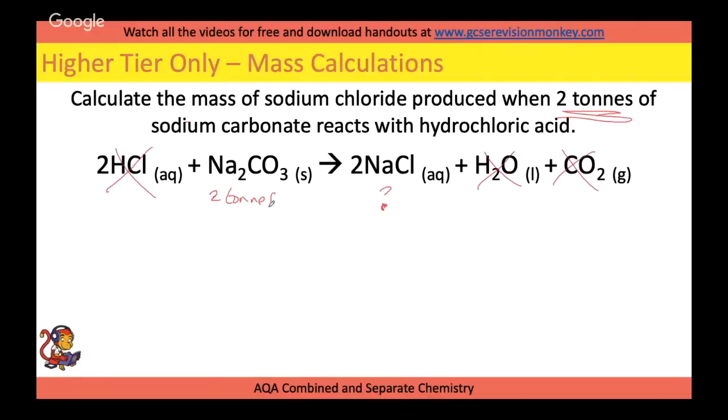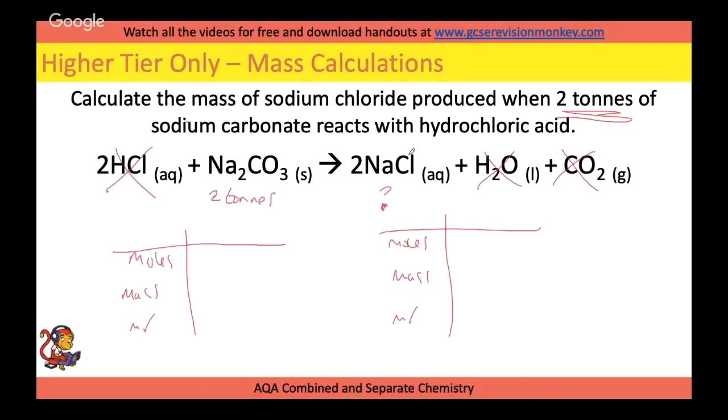So I recommend you doing the moles, mass, Mr in a grid for each thing. So write down the information that you know. Now, really, you should convert these to grams, but I'm just going to keep it as the tonnes because it will work out the same in the end.